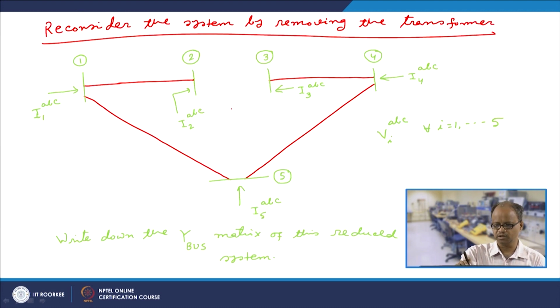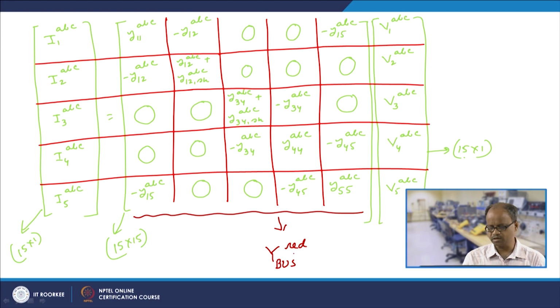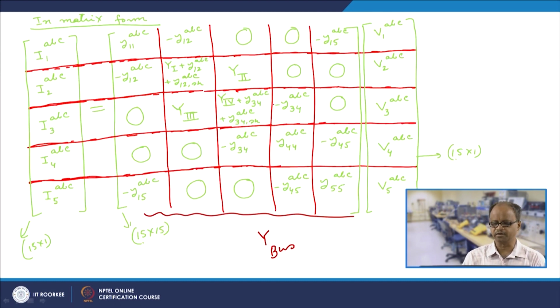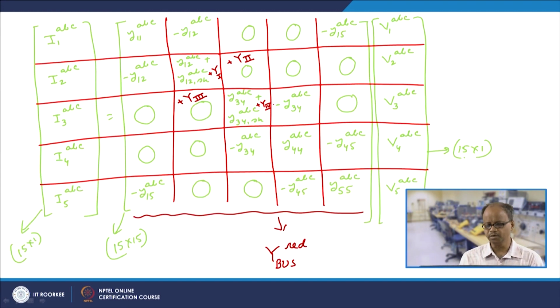So if in this Y bus reduced, I add here plus Y1, here Y2, here Y3, and here Y4, if I add these 4 sub matrices, I will simply get this original Y bus matrix. So then our simple algorithm is, essentially, why it is happening. So let us see that again.